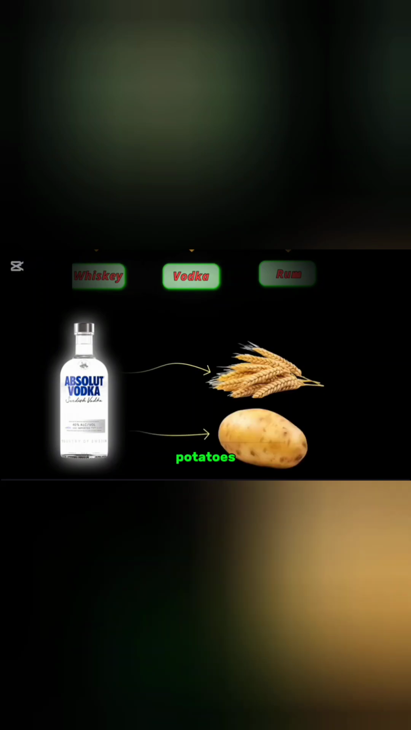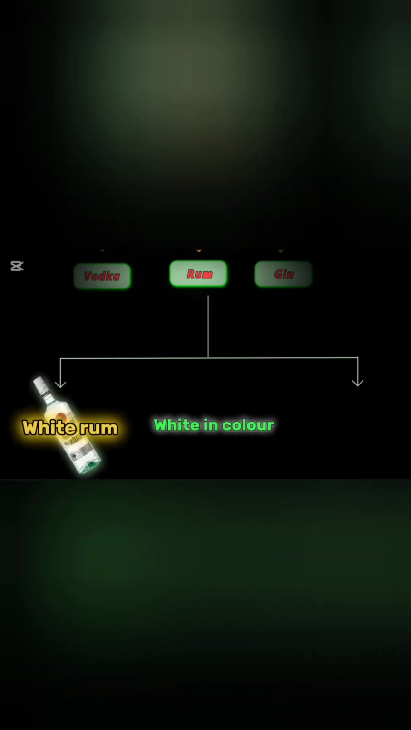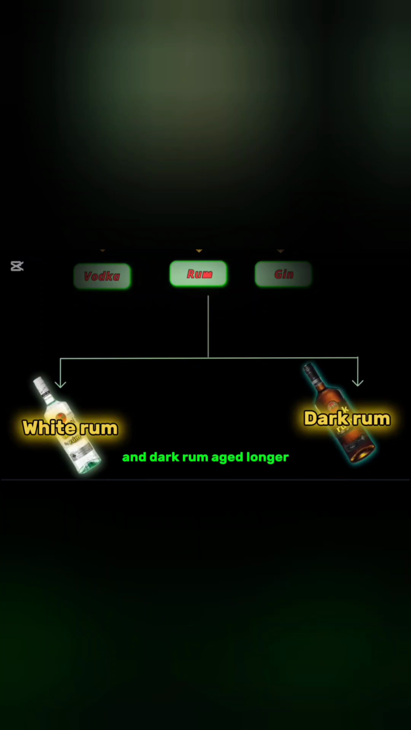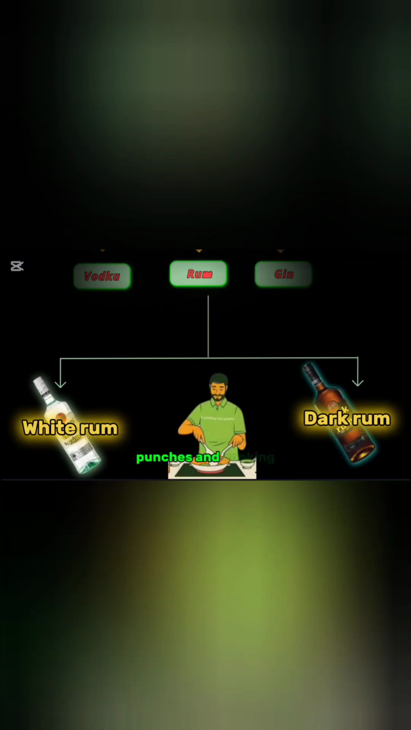Next is vodka. ABV is 35% to 50%. A neutral spirit, typically distilled from grains or potatoes, with little to no flavor. Can be enjoyed neat, in cocktails, or flavored with fruits or herbs. Rum. ABV is 35% to 50%. Made from fermented sugarcane juice or molasses, with different styles based on aging and distillation. Types are white rum, light in color, used in cocktails like mojitos, and dark rum, aged longer, rich in flavor, used in punches and cooking.